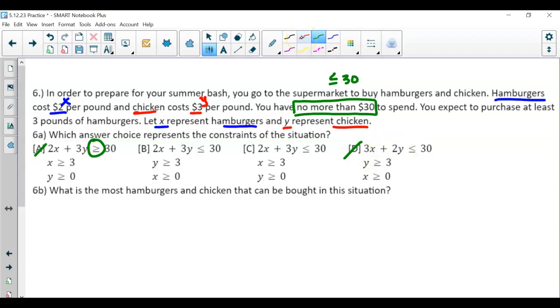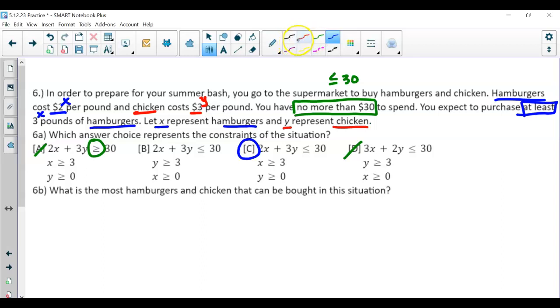It says that you expect to purchase at least 3 pounds of hamburgers. So again, hamburgers was the X. So X is saying we need at least 3. So X is greater than or equal to 3. That's why it's C. Because if we don't necessarily know the amount of chicken, then we know that we need to at least get a positive amount, right? Because can you get a negative amount of chicken? No. So that's why here it's understood that we need greater than or equal to 0, because you could still get 0 hamburger or 0 chicken.